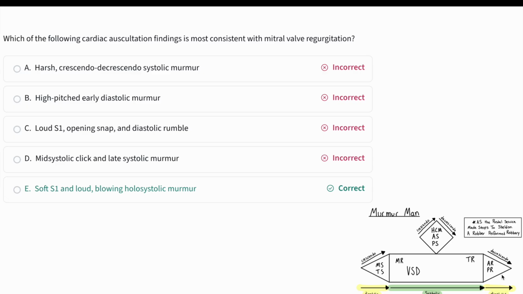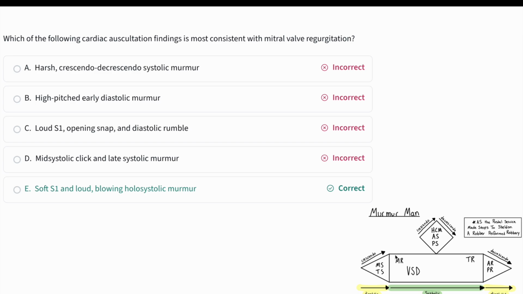We know that mitral regurg is a systolic murmur. Is it a loud opening snap and diastolic rumble? Well, we know opening snap is mitral stenosis, so it is not this. It's not C. And mid-systolic click is consistent with MVP, mitral valve prolapse, and that would be a systolic murmur. But they're not asking for mitral valve prolapse, they're asking for mitral valve regurgitation. So, which of the following is the most common? A soft S1 and loud blowing holosystolic murmur, which we can see in our murmur man because it is right there.